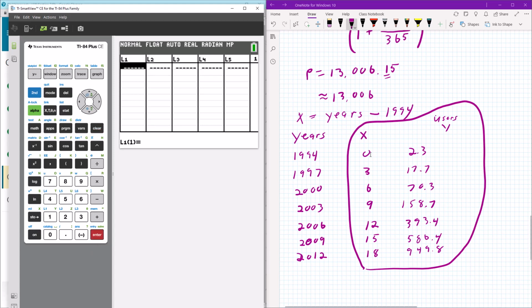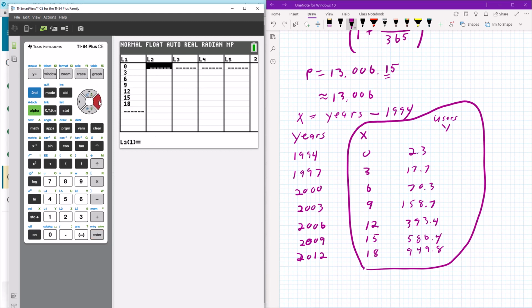Now notice the first column is going to be basically 0 through 18 in increments of 3. So we're going to have 0, 3, 6, 9, 12, enter, 15, enter, 18, enter. I forgot about that little detail about hitting enter.